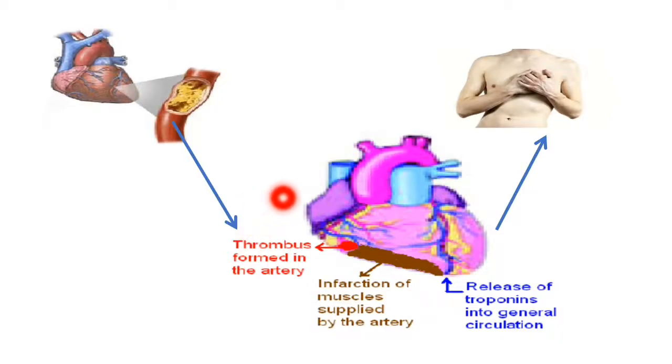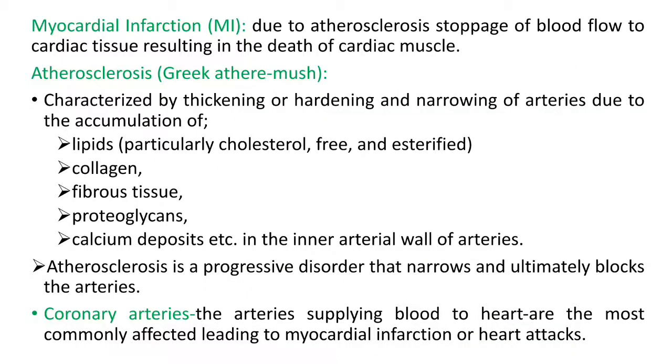You can see the infarction, muscles are infarcted, means there is a death of the cardiac muscle that leads to the release of pain substances and troponins into the circulation, and there is chest pain. So come to the myocardial infarction. Myocardial infarction means, due to atherosclerosis, stoppage of blood flow to the cardiac tissue, resulting in the death of that cardiac muscle, that leads to the chest pain.